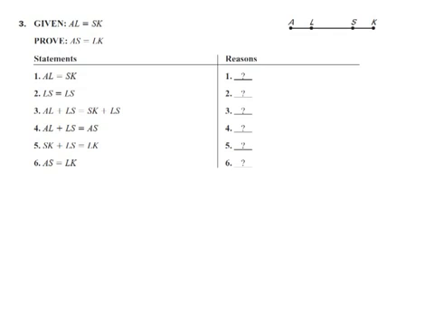AL equals SK. So this, I'm marking up my diagram. Those two things, that is given. LS equals LS. Well, this has to equal itself, doesn't it? So what can we say about that? What property is that? That'd be the reflexive property. And we can put PROP out there for property.